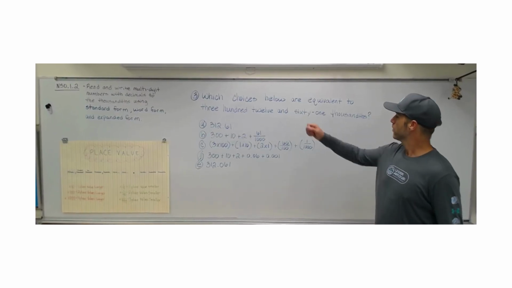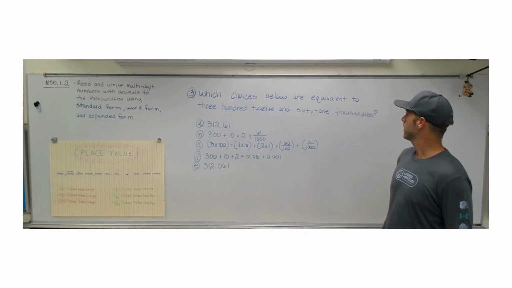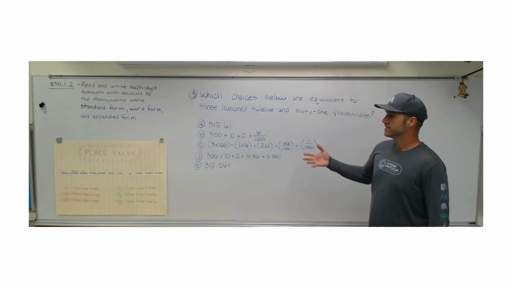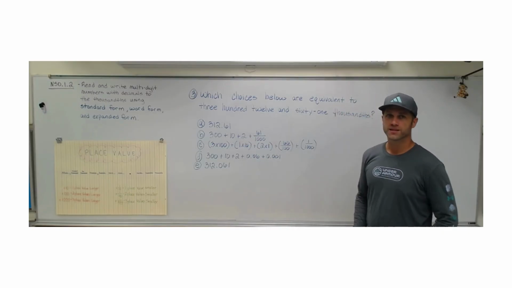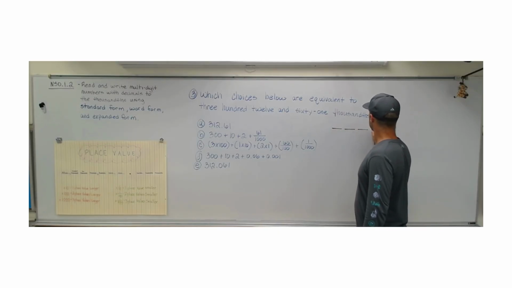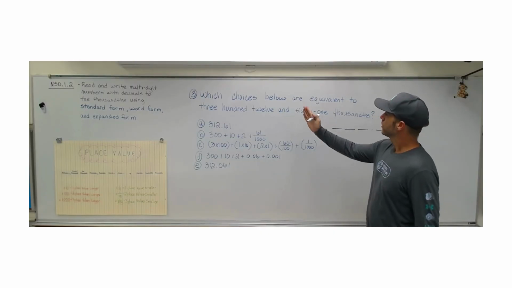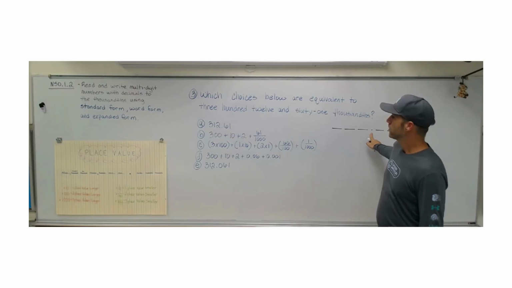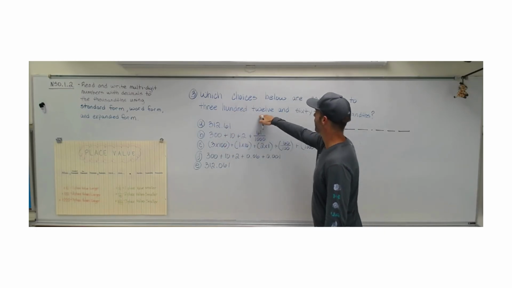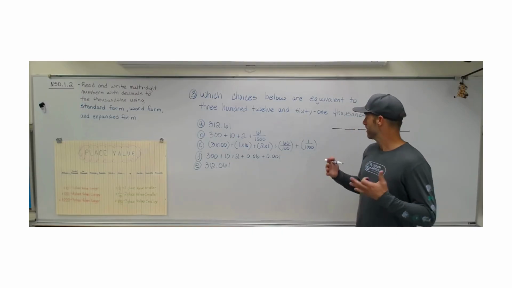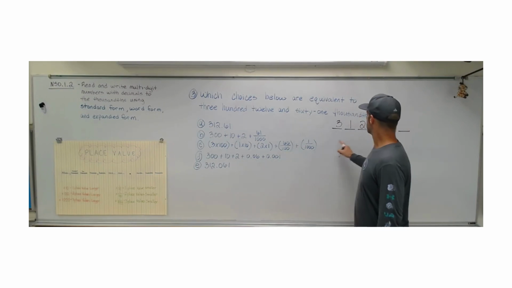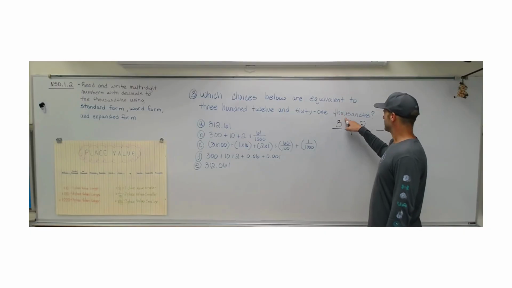For question 3, we have which choices below are equivalent to 312 and 61 thousandths. So we have word form here, and the easiest way to determine which of these is equivalent is to put it in standard form. And how we do that is make our place value blanks and look for the representation of the decimal, which in this case is "and." So on the left side, which is our whole numbers, we have 312, and we can write that just how we say it, 312. I'm going to put that on the left side where the whole numbers go. And, which is our decimal, 61 thousandths.